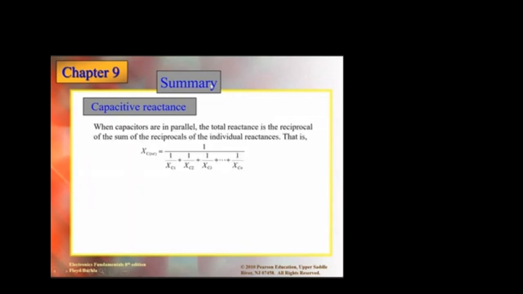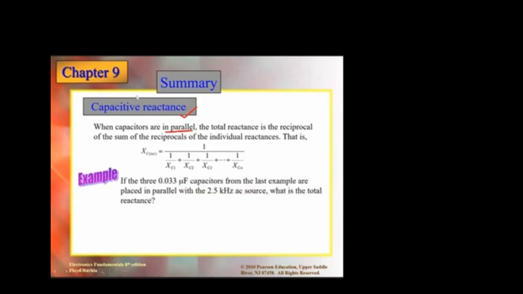Similarly, girls, for capacitive reactance when capacitors are in parallel, it is the same formula which you use there: the reciprocal of the sum of the reciprocals. Correct? Now again, if this much of capacitors from the last example are placed in parallel with a 2.5 kilohertz AC source, what is the total reactance? So how can we go about this? Which approach is the easiest this time, you know? Can we calculate CT?